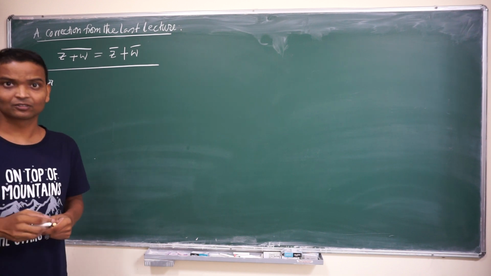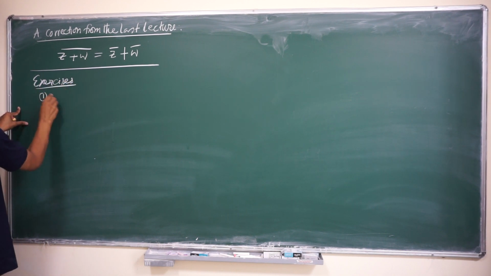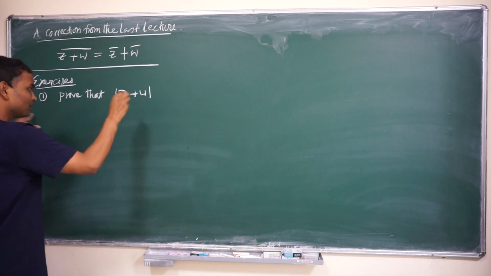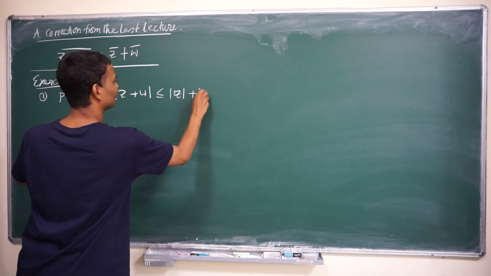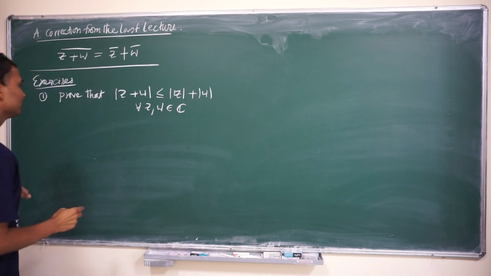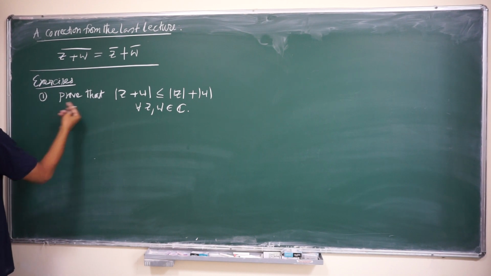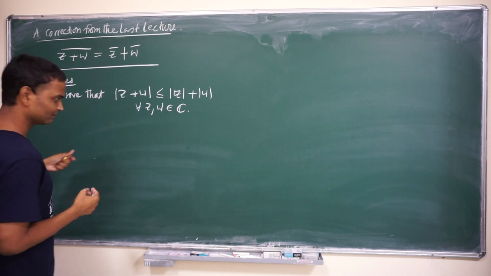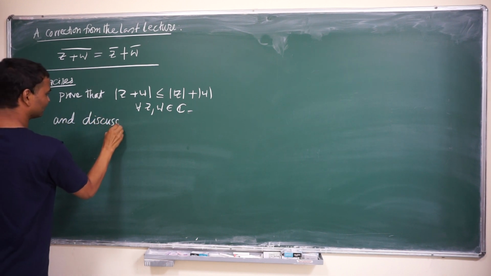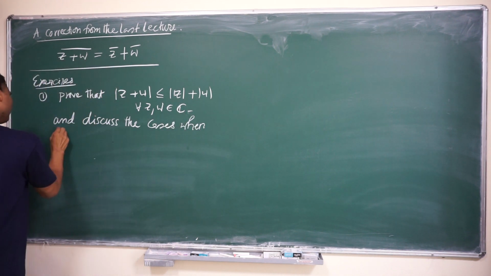Let me now give a few exercises as homework. Exercise 1: Prove that mod of z plus w is less than or equal to mod z plus mod w for all complex numbers z, w. So, prove the triangle inequality, and discuss the cases when equality holds.